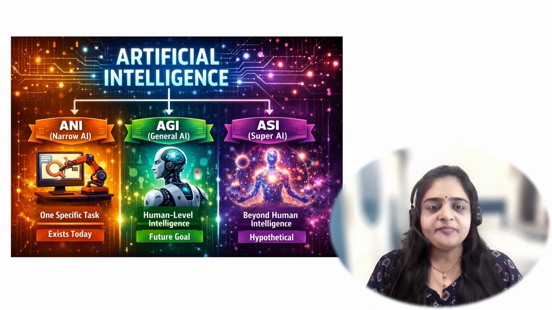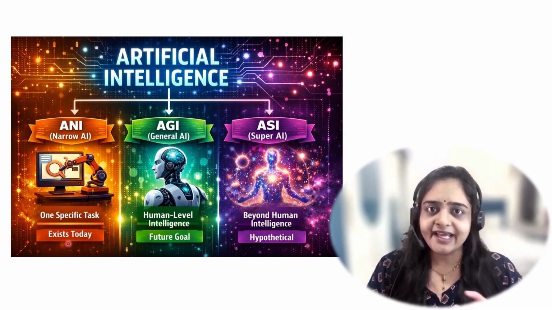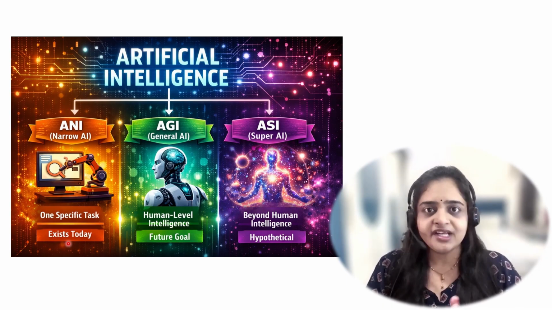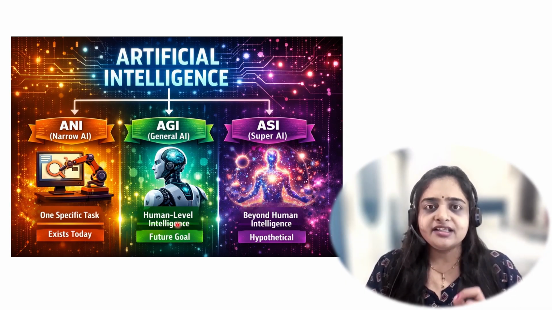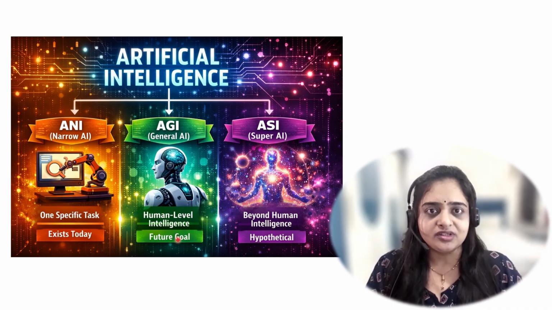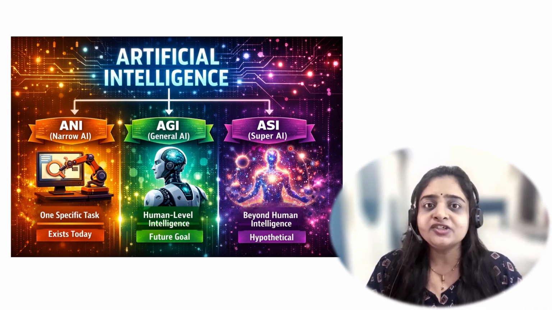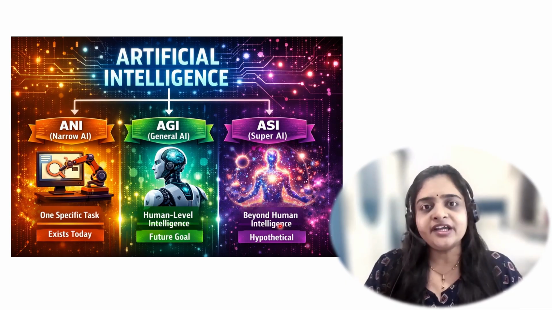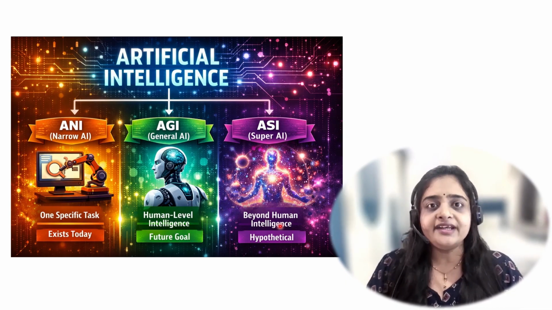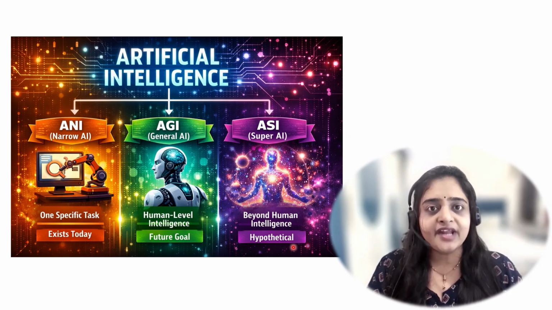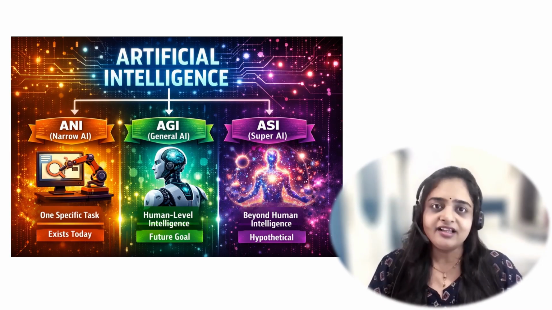So basically, in artificial intelligence, there are three types. Narrow AI handles one specific task. It exists today, like ChatGPT, Gemini, Copilot. AGI, that is general AI, works like human-level intelligence, but this is the future goal. And ASI, that is super AI, goes beyond human intelligence, or is more intelligent than humans. Currently it is not yet developed. That's why it is called hypothetical AI.